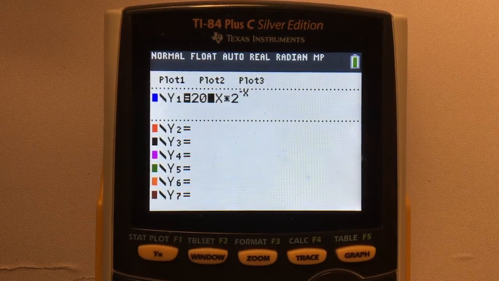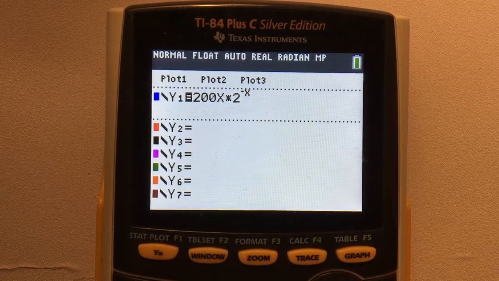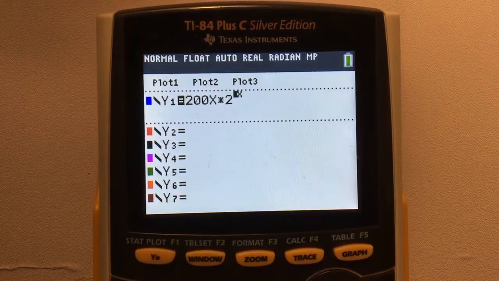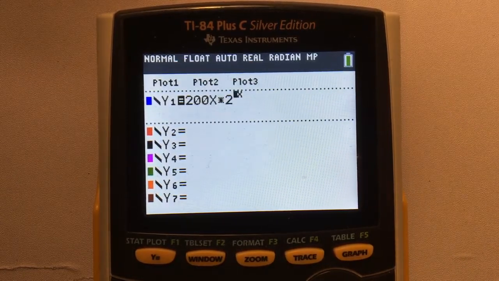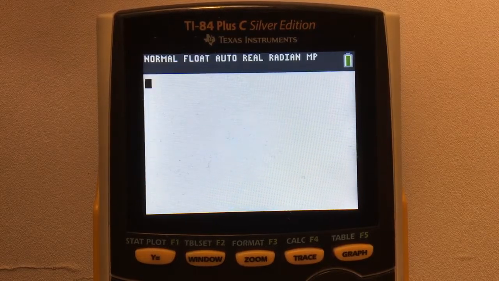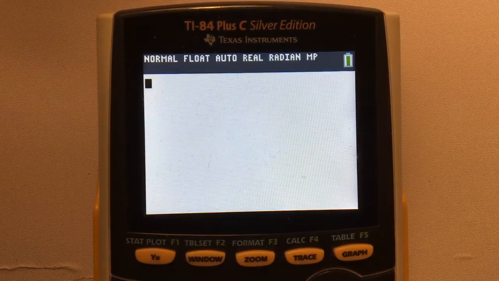One thing to notice, this guy right here, this negative, make sure you use the negative button, which is to the right of the decimal point, not the subtract button. Those aren't the same thing. If you use the subtract button instead of a negative, you would get an error. So once I've entered this in, I can quit, second mode, to get to the home screen.